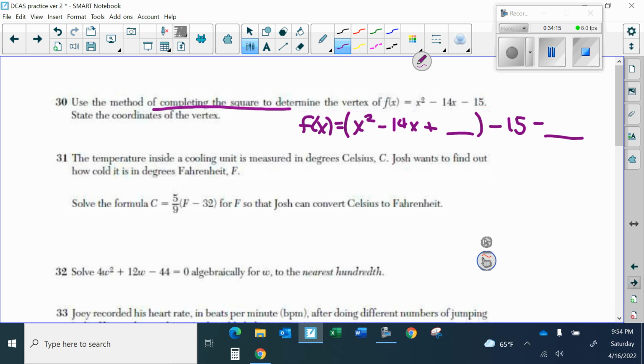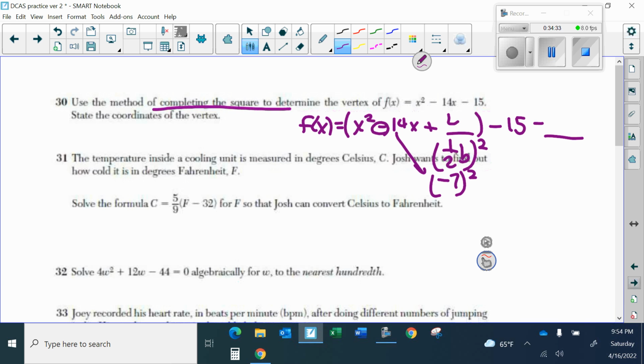If I was moving across the other side of the equal sign, I'd have plus blank over there, but I'm keeping it on the same side, so if I add a number, I have to subtract that same number so I don't change it. And remember, how do I get this? It's always 1/2 of b squared. So what is half of negative 14? Negative 7. Don't forget the sign with it.